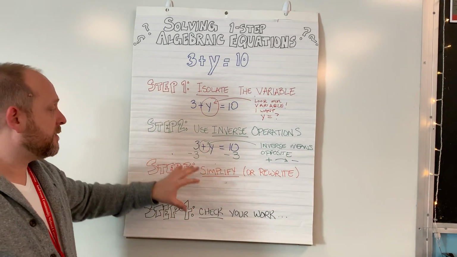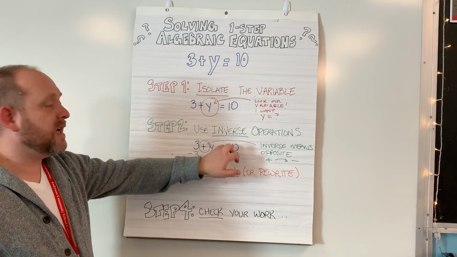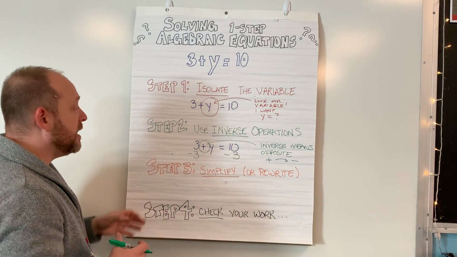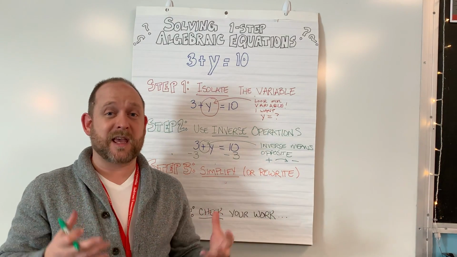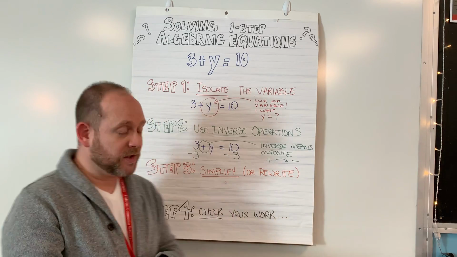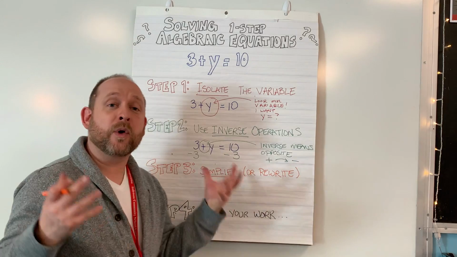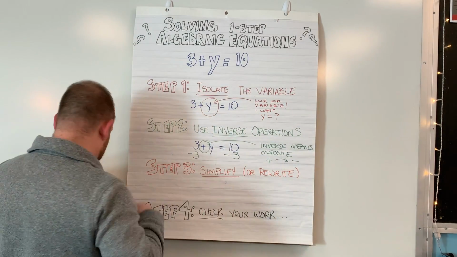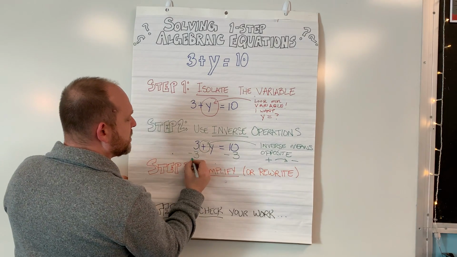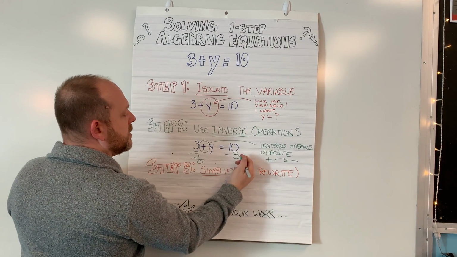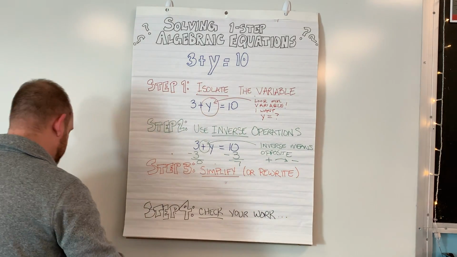So now I have 3 minus 3 on this side plus y equals 10 minus 3 on this side. And again, because I'm doing the same thing to both sides of the equation, my equation still stays equal, even though it's looking a little weird right now. Our last little bit here is we need to simplify or rewrite our equation. Well, I guess we could go ahead and figure this out up here. 3 minus 3 equals, of course, 0, and 10 minus 3 equals 7. So let's clean this up and rewrite it.